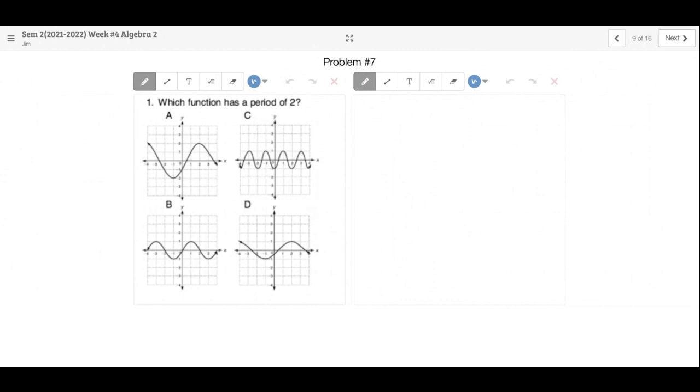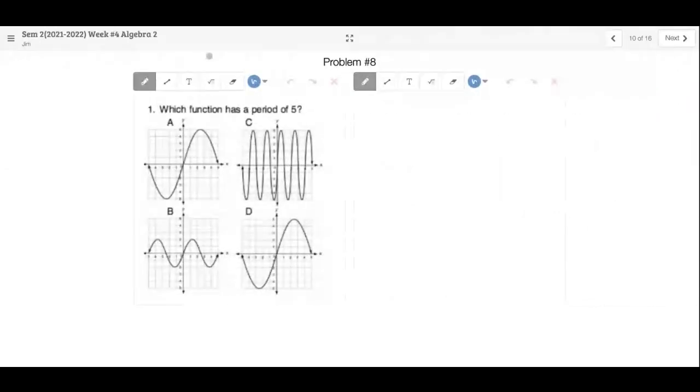Let's try another one. Number 8. Which function has a period of 5? What about 6? 6 was the exact same problem as number 4. Number 4 and 6 are the exact same problem. So number 4 and 6 should be 1 as the answer. Yeah, it was the same.